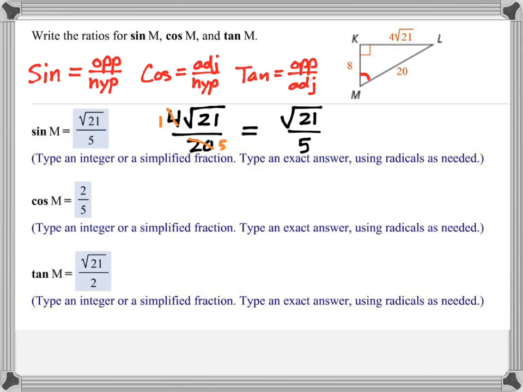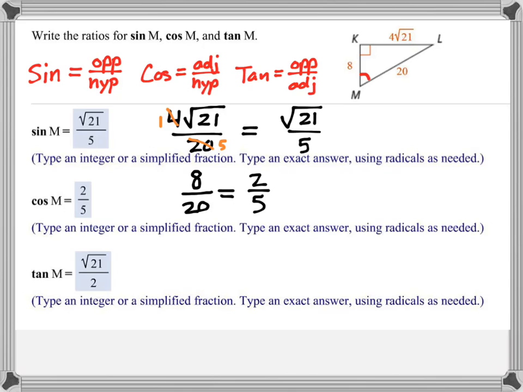Okay, next problem says the cosine of m. And you'll notice again I'm talking about this angle, and this time cosine is adjacent over hypotenuse. And so when I make my fraction, I get 8 divided by 20, which should be easy to reduce down to 2/5, and there's my final answer.